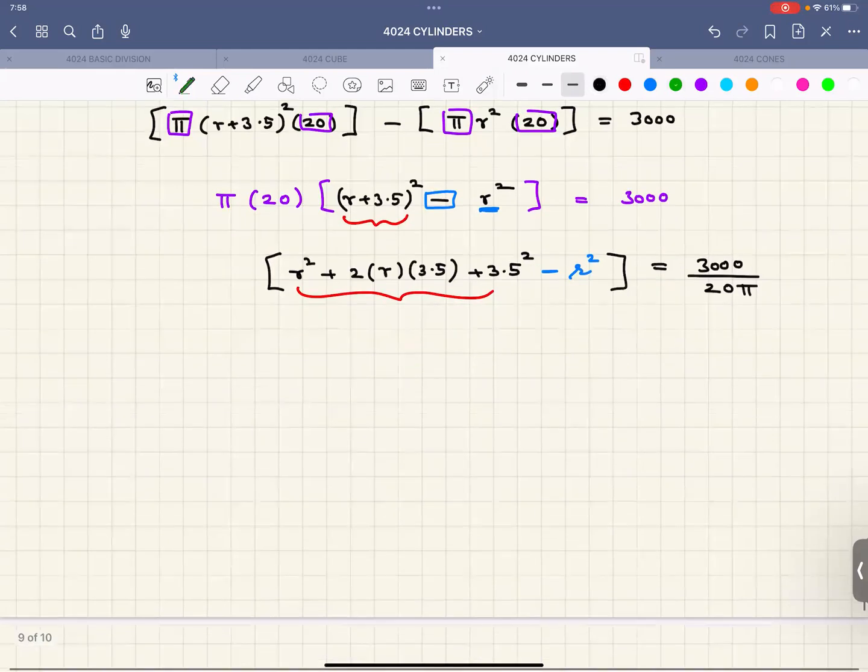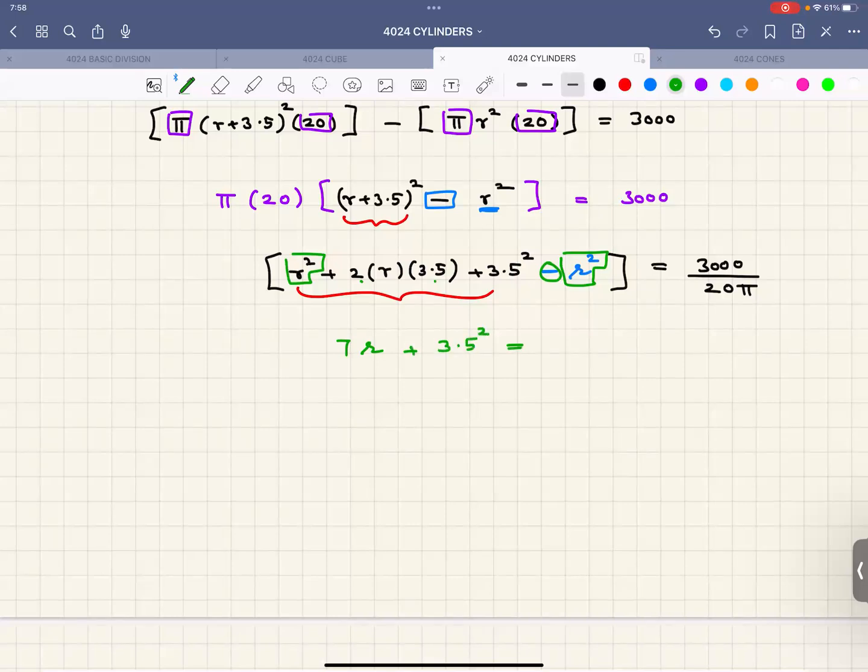Therefore, this R square gets cancelled out. 2 into 3.5 is 7. This is 7R plus 3.5 square equals 3000 over 20 pi. The zeros cancel. 2 ones are 2 into 150. 150 divided by 3.142 comes out to be 47.740. So 47.740, R into 7, and this is 3.5 into 3.5, that is 12.25.